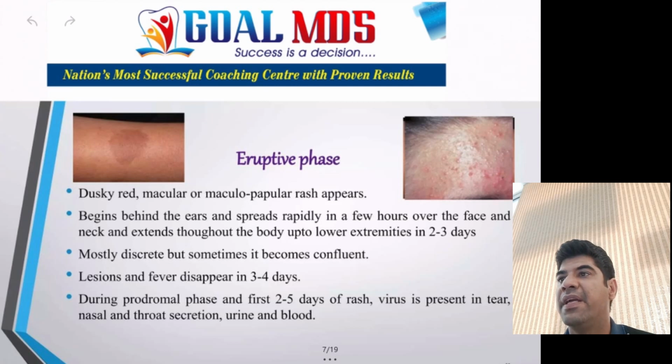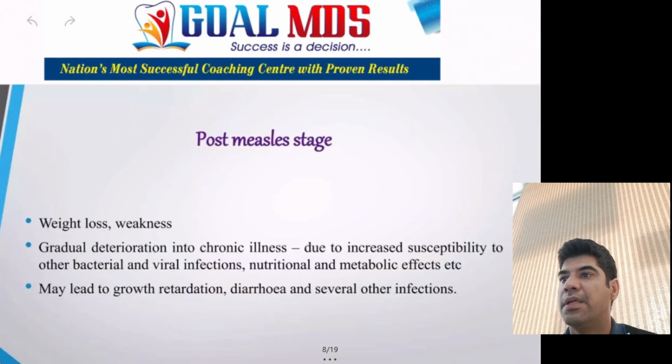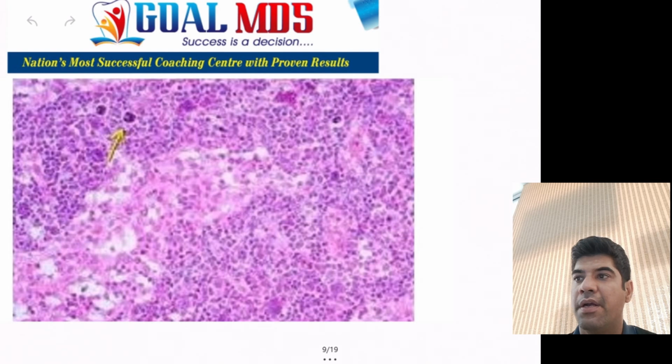In the eruptive phase, you will see a maculopapular rash behind the ears that spreads in a few hours over the face, neck and extends throughout the body. The lesions and fever disappear in 3 to 4 days. In the post measles stage, you will see weight loss, weakness, deterioration into chronic illness. It may cause growth retardation, diarrhea or other infection.